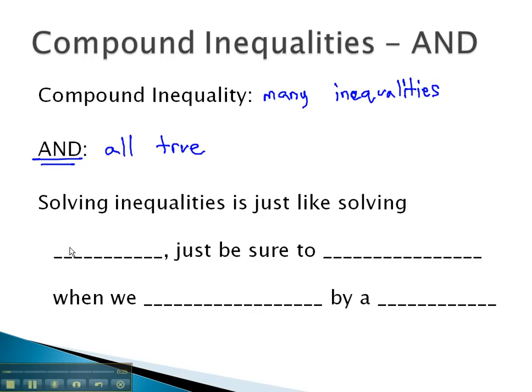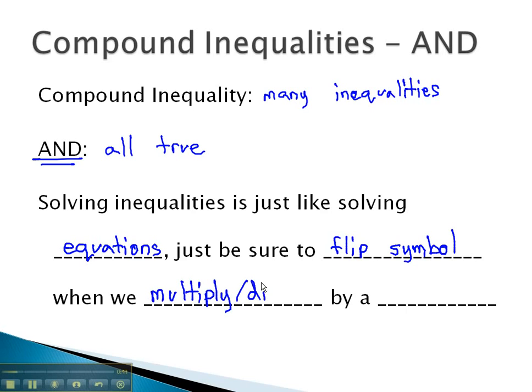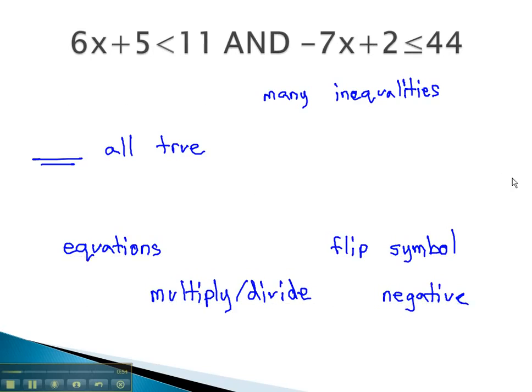When solving inequalities, we remember it's just like solving equations. We just need to be sure about one thing, and that is to flip the symbol when we either multiply or divide by a negative. Let's take a look at some examples where we can see these inequalities worked out.